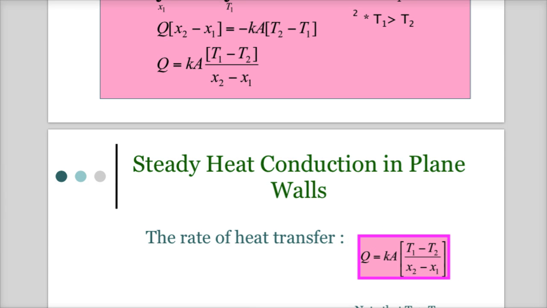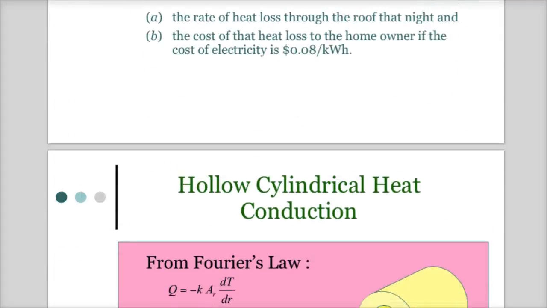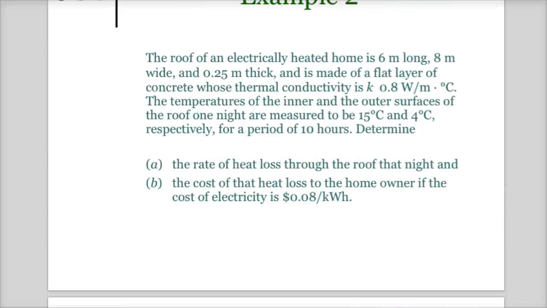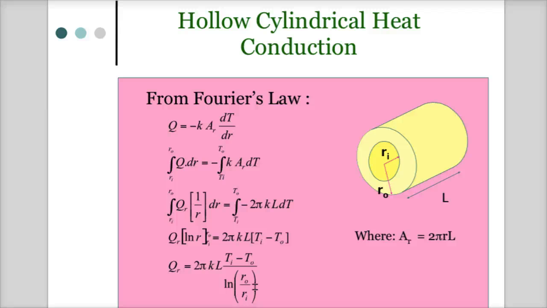So we should go to thermal resistance, but we skip that for a while, and we pass example 1, example 2, and we go to the hollow cylindrical wall. Why? Okay, first, why is it hollow?